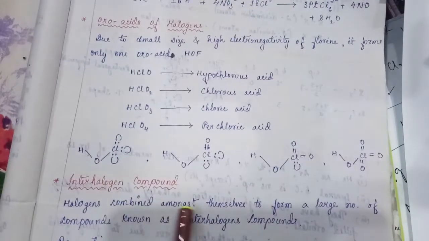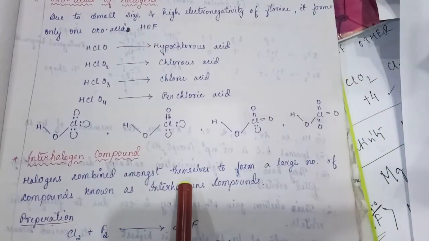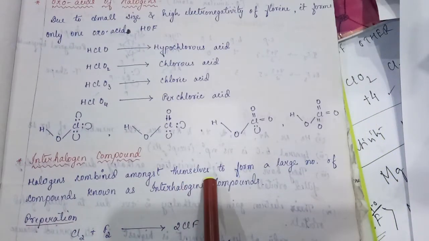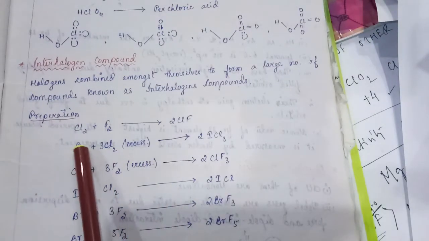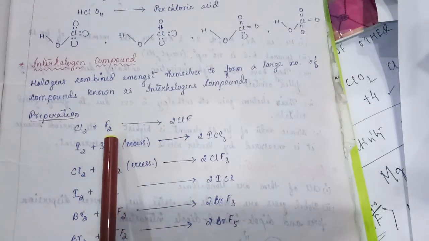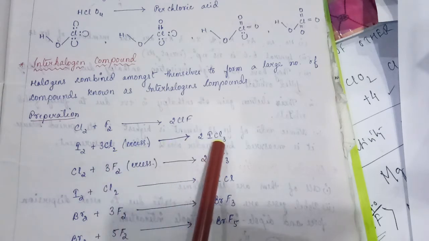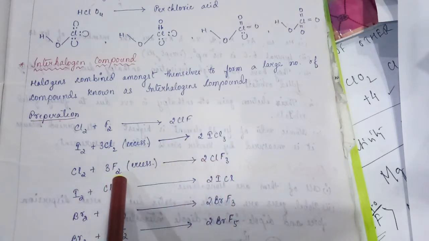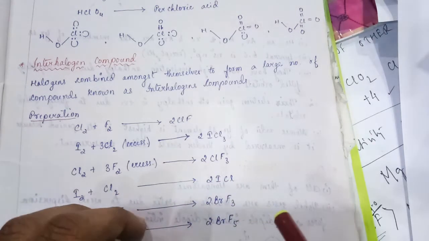Now, the interhalogen compounds that we already discussed: the halogens combine amongst themselves to form a large number of compounds known as interhalogen compounds. Now we are taking some reactions where the interhalogen compound is formed. Cl2 plus F2 gives 2ClF, I2 plus 3Cl2 gives 2ICl3, Cl2 plus 3F2 gives 2ClF3. So these are interhalogen compounds. Several interhalogen compounds are formed like that.